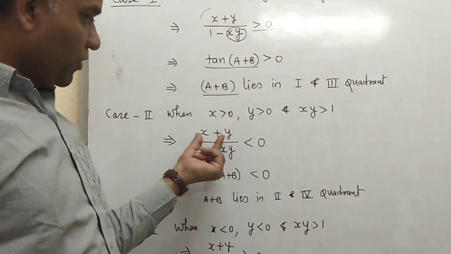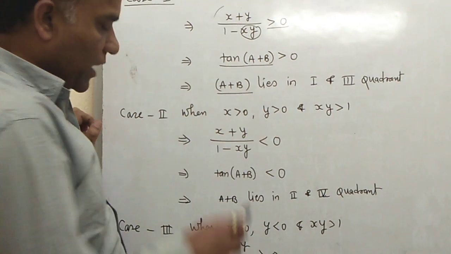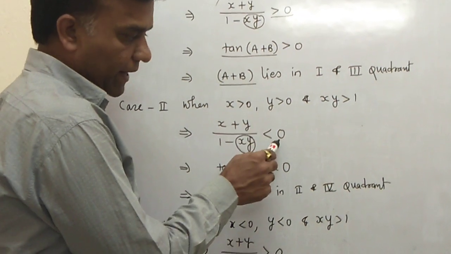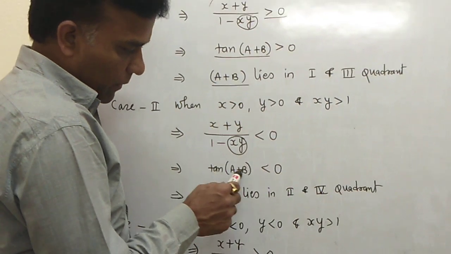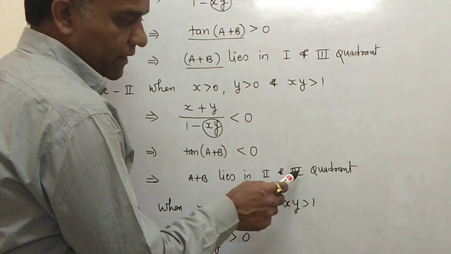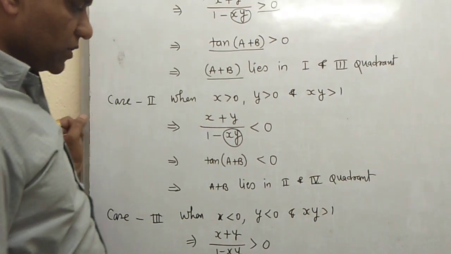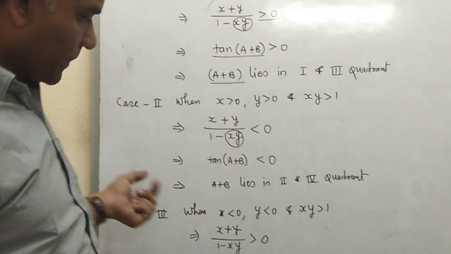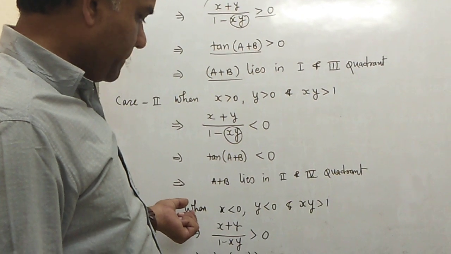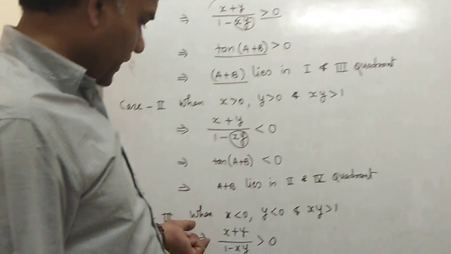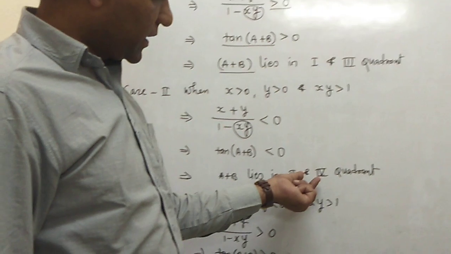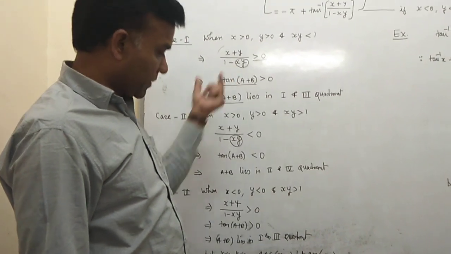Okay, case second, when x greater than 0, y greater than 0, but their product is greater than 1. So now we have x plus y, but now xy is greater than 1, it means you have the negative value. So overall you get the negative answer here. And then tan of a plus b is less than 0, and a plus b lies in the second and the fourth quadrant. Okay, so now we have the same situation here, and second and third have the negative quadrant, so we use the concept of the negative quadrant.